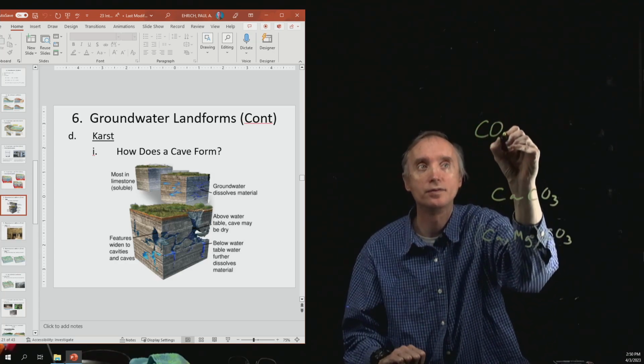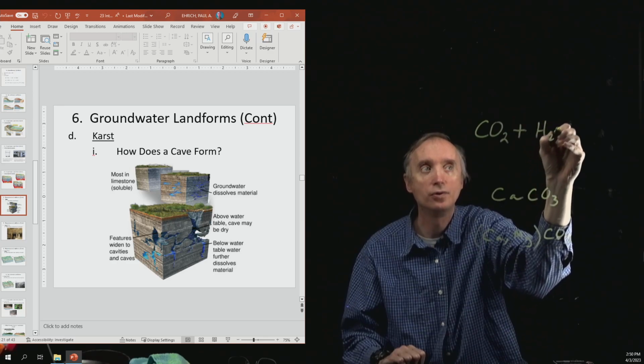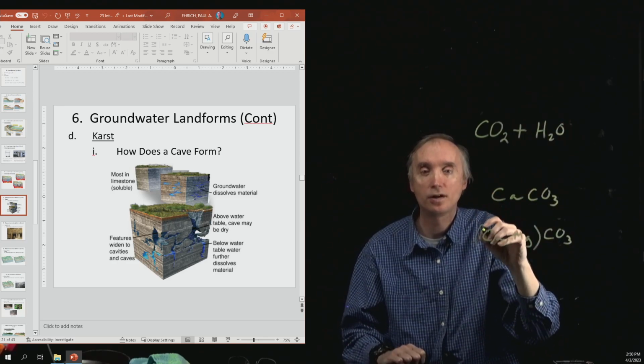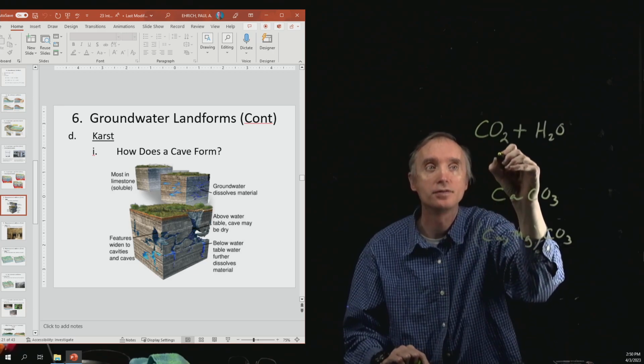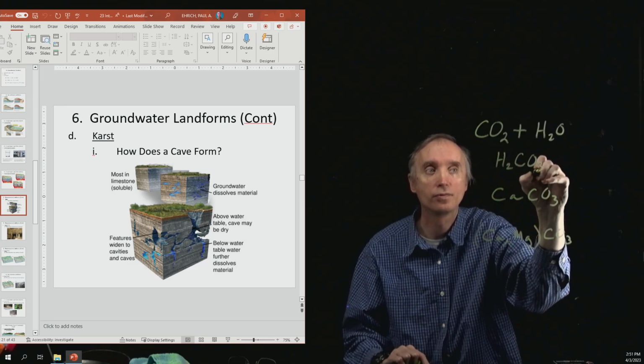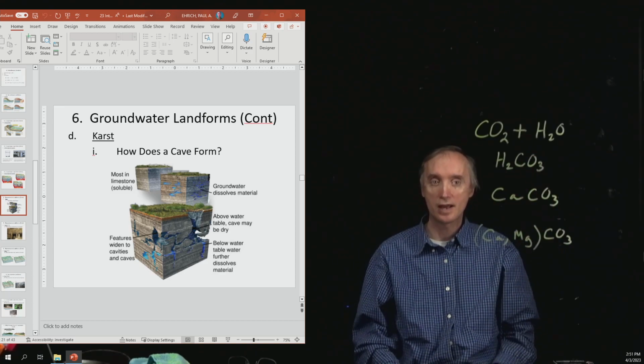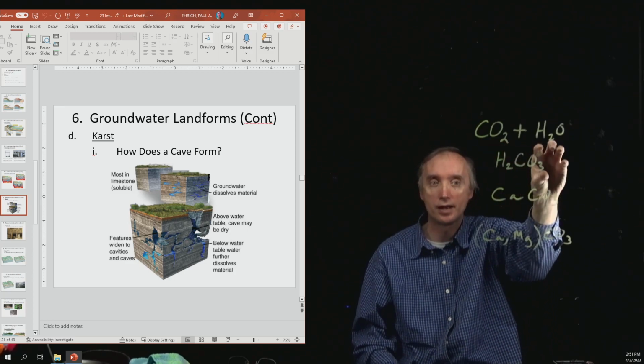We've already mentioned this before, but carbon dioxide, CO2, plus water, H2O, is going to make carbonic acid. So that's going to be H2CO3. We've already talked about the chemistry of how this happens. So ordinary water, when you mix it with carbon dioxide, is going to make carbonic acid.